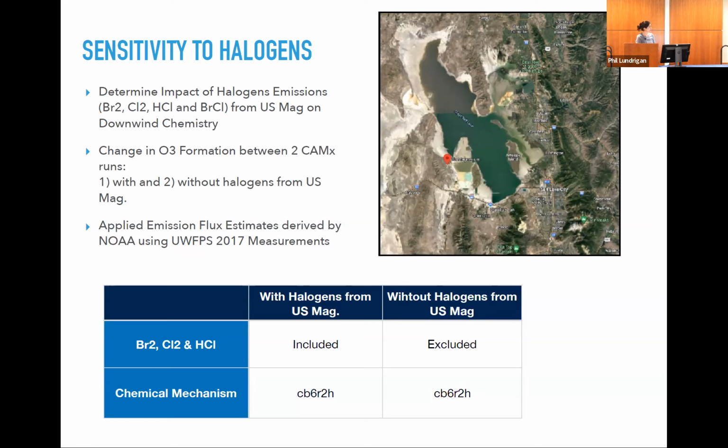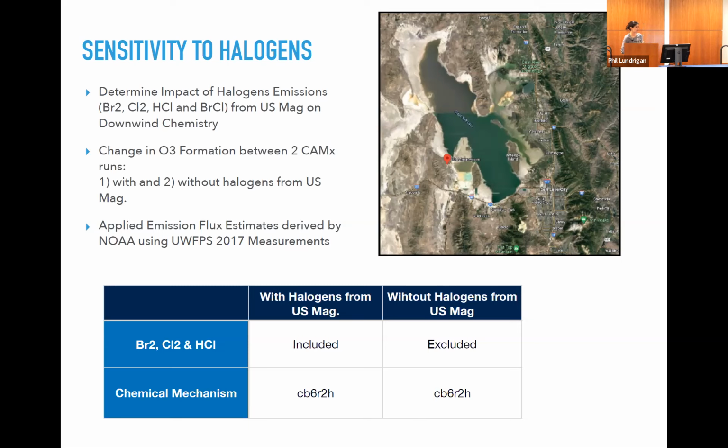They showed that halogen emissions from US Magnesium, locally, close to the plant, cause depletion of ozone. But as the plume from US Magnesium makes its way around the lake, that ozone starts recovering. Then as the plume reaches the urban valley, where it mixes with NOx and VOCs, they start seeing an increase in halogens, an increase in radicals, and subsequently an increase in ozone. And that was for the case of wintertime PM2.5.